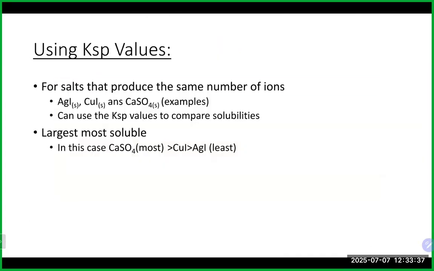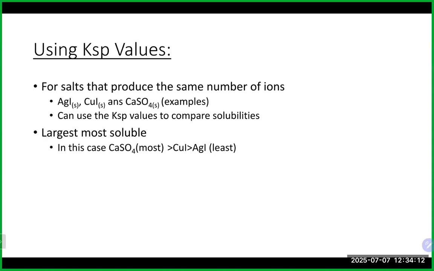Okay. So let's talk a little bit about using Ksp values to help us decide, for example, if we have a bunch of salts to choose from, and we want to know which one might be more soluble, which one might be least soluble. Can you use the Ksp values to let you do that? You can, in a certain situation, just straight up look at the Ksp values to determine which one should be more soluble, which one should be less soluble, if the salts break apart into the same number of ions.